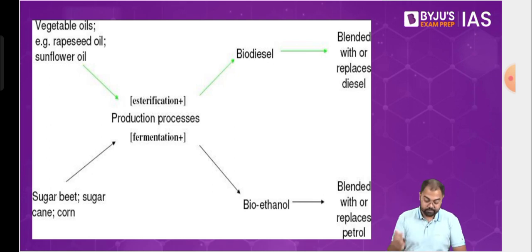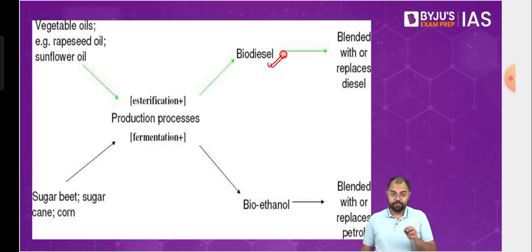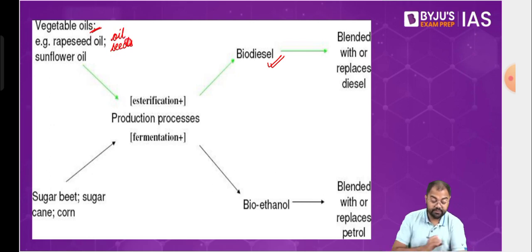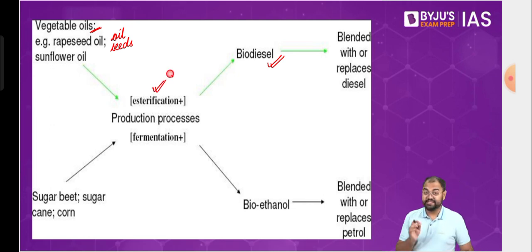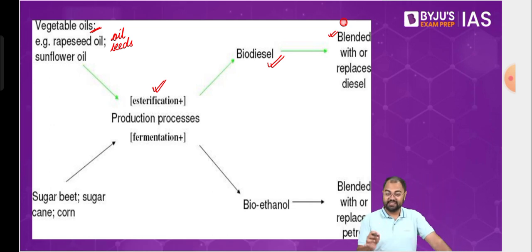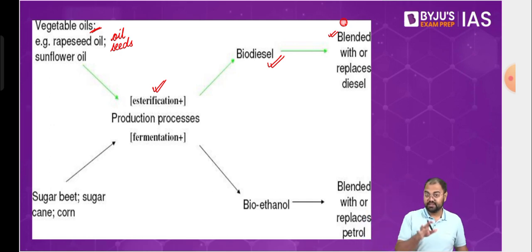So first, for example, we have biodiesel. Now in case of biodiesel, what we see is that biodiesel will be produced from vegetable oils, or what you call oil seeds. So they will be produced from oil seeds, and this will undergo a process called esterification and produce biodiesel. And this biodiesel can be blended with, or it can completely replace diesel. Either you can blend it with diesel, or you can completely replace diesel with biodiesel if that's a possibility for you. So largely from oil seeds and esterification.